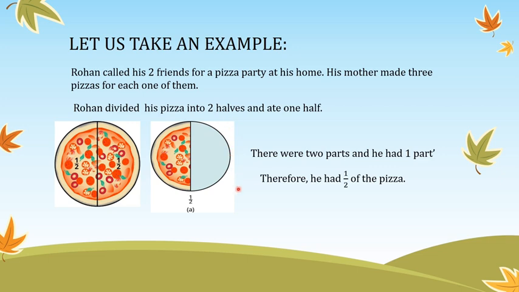So what do we understand with this? That the whole pizza was cut into 2 parts by Rohan and then he ate half of the pizza. He had half of the pizza.